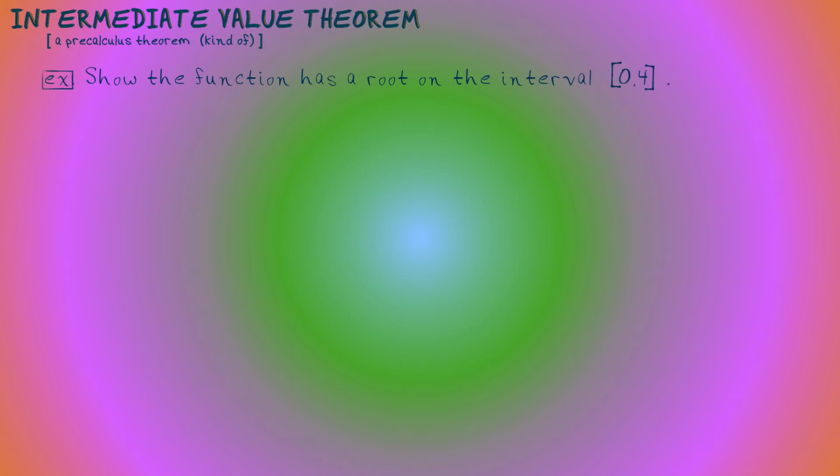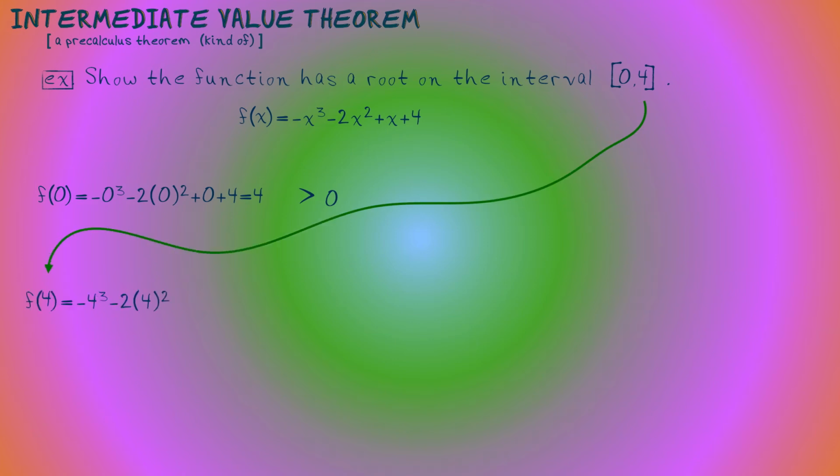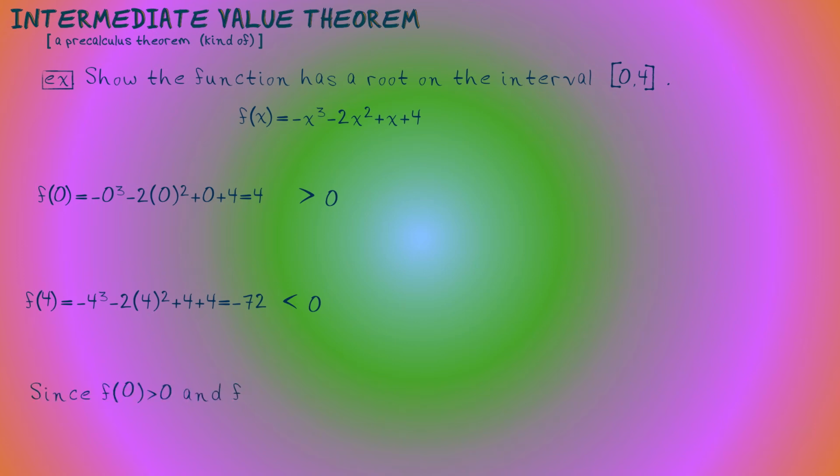So one basic example here. Show the function has a root on [0, 4]. And we're given f(x) is equal to negative x cubed minus 2x squared plus x plus 4. So first we want to evaluate f at 0, the endpoint. When we do that, we get 4, that's positive. And we'll evaluate the other endpoint. It's negative. So by the intermediate value theorem, since one's positive, one's negative, there's going to be some number between those two values that gives us 0.